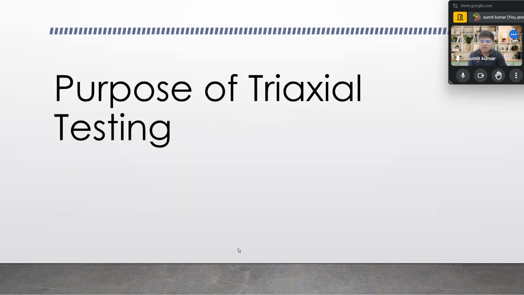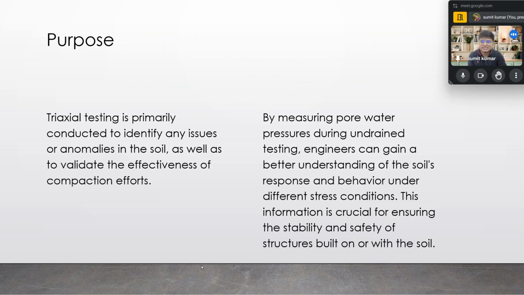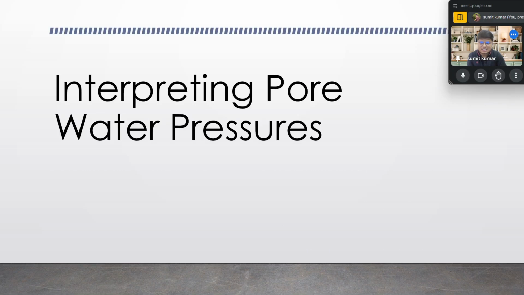We also came to know about the purpose of the triaxial test, that the triaxial test is primarily conducted to identify any issue with the soil as well as to validate the effectiveness of the compaction effort. We also came to know that by measuring the pore water pressure during the triaxial test and in undrained testing, the engineers can gain a better understanding of the soil response and behavior under different stress conditions.